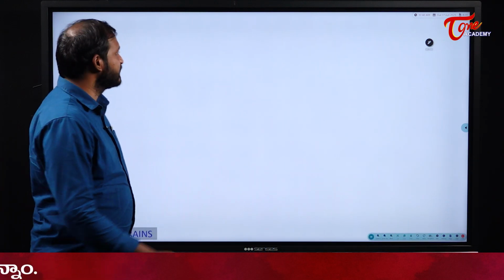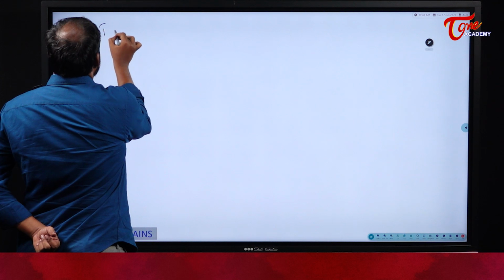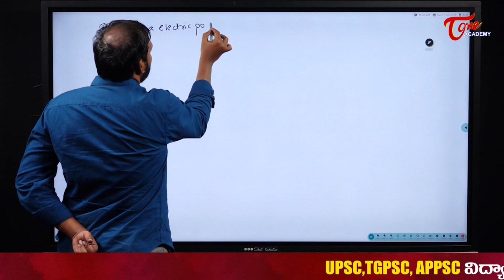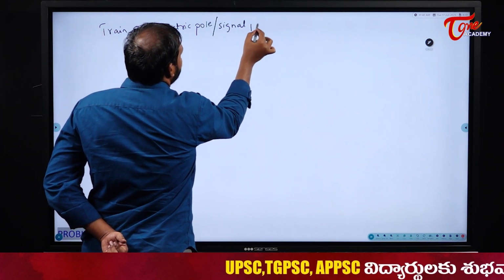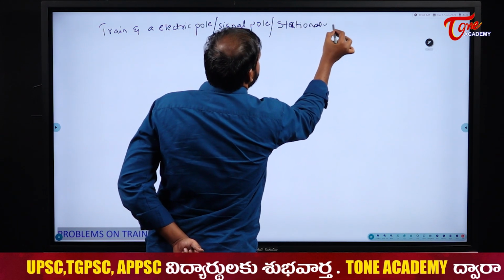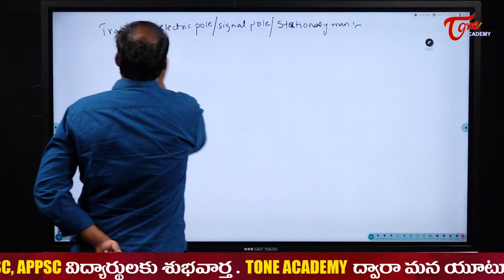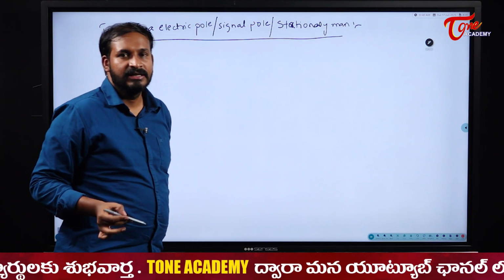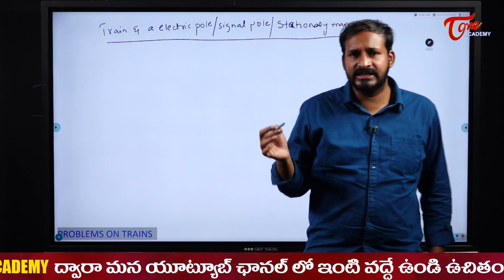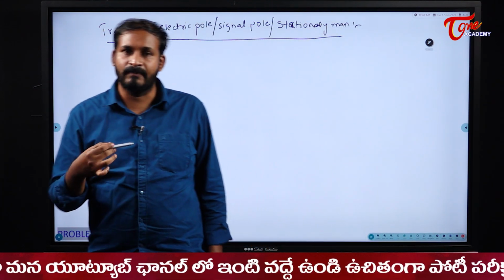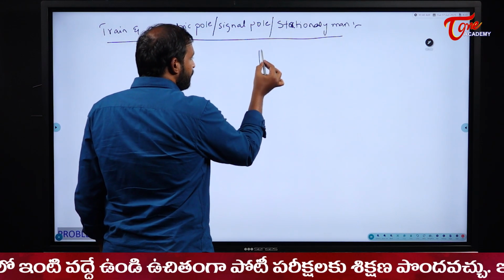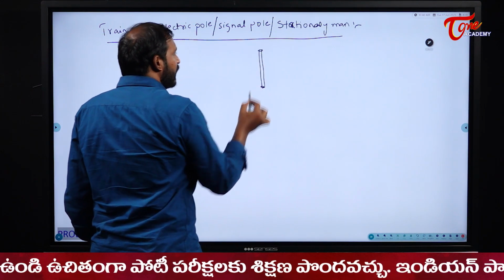Next case is, see here, train and an electric pole, or signal pole, all are stationary. Or a stationary man, that means a standing man. So, to make it clear, I have written it as stationary man or a standing man. Now, please observe here, students. In the previous case, it is a tunnel or bridge or platform. Now this is just an electric pole, right? That means we will have an electric pole in this manner.